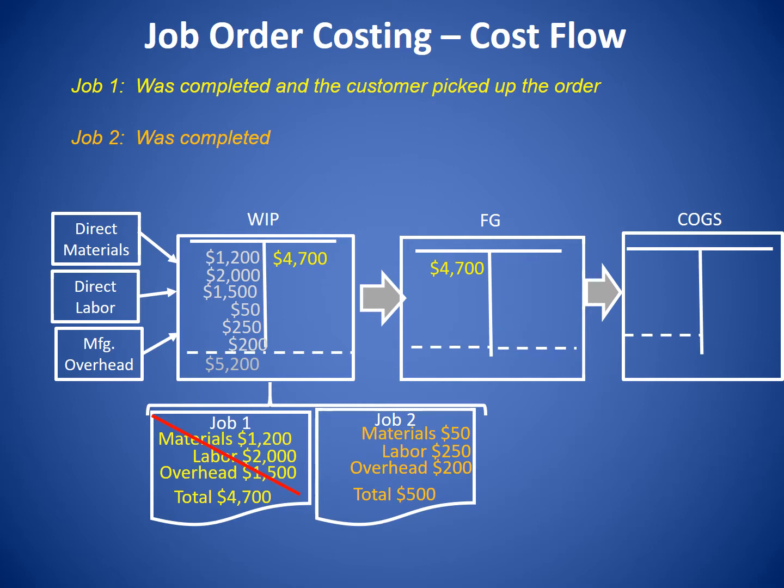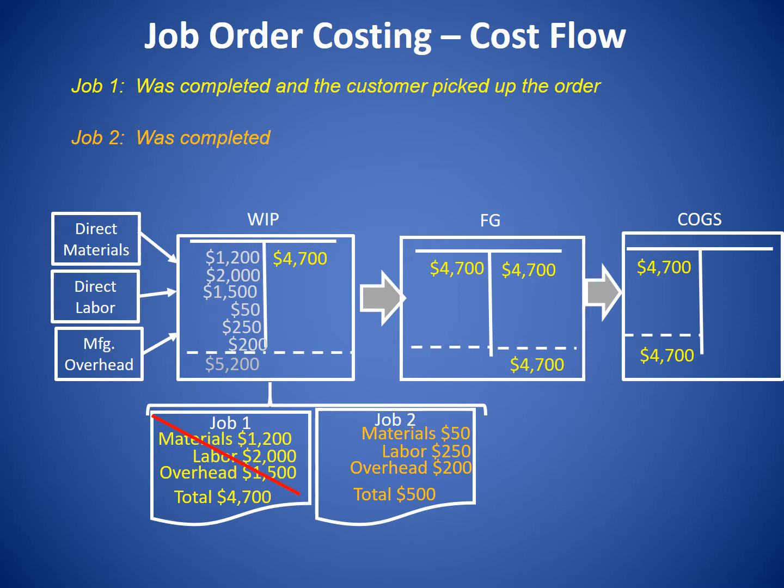Now I want to record where the customer picked up the order. In other words, they took it and we recorded the sale. So in that case, we know that job cost was $4,700. So we're going to debit cost of goods sold for $4,700 and credit finished goods for $4,700. Now, I didn't show this, but we would also have a sales entry that would record receivables or cash and a credit to sales that would offset the cost of goods sold. So with that, the customer picked up the order and we recorded cost of goods sold.